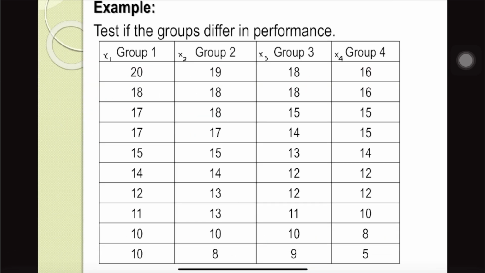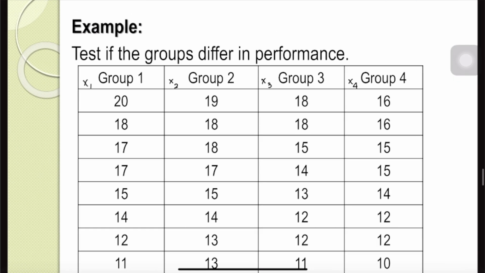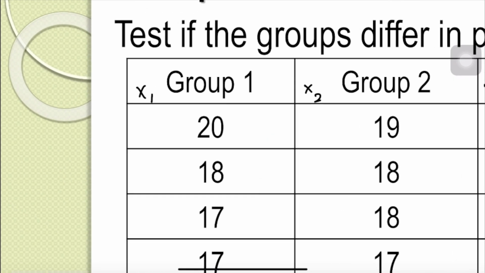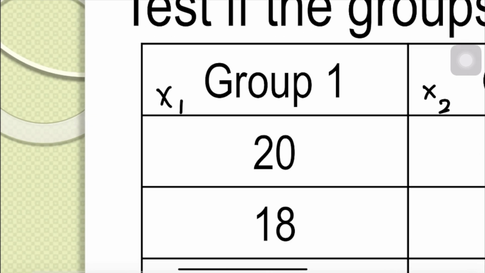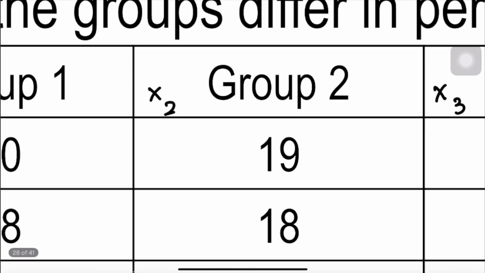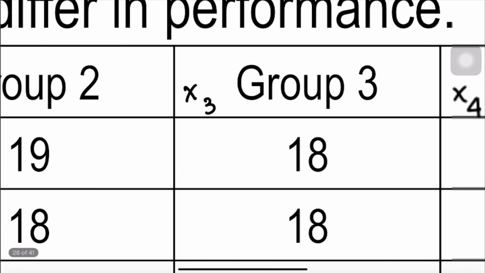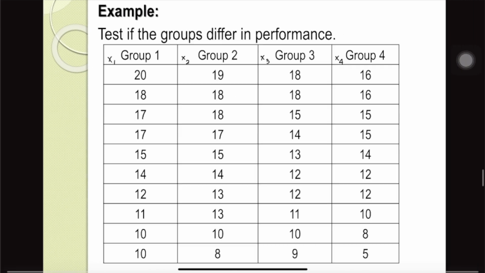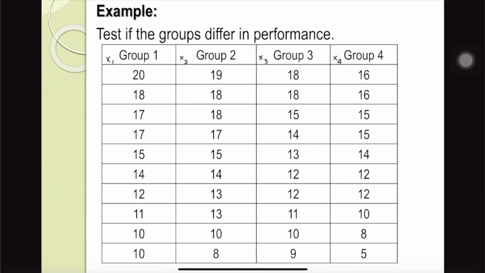Okay, so this is the example that I'll use for the video. It says here, test if the groups differ in performance. So we're going to see if these 4 groups have a significant difference. We're just going to label each group as an x value. So group 1 will be called x1, group 2 will be called x2, group 3 will be called x3, and group 4 will be called x4, so that we can identify which values these x come from.